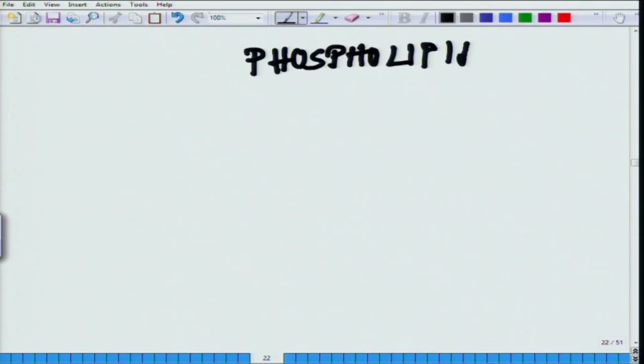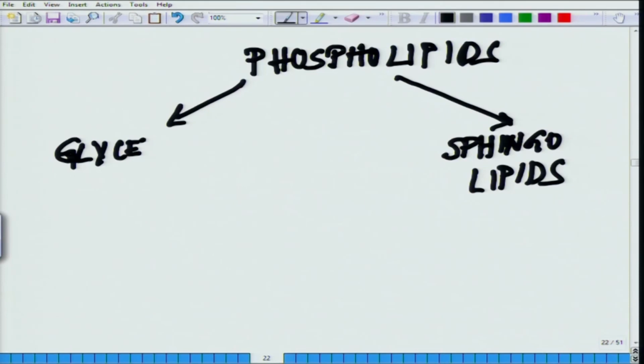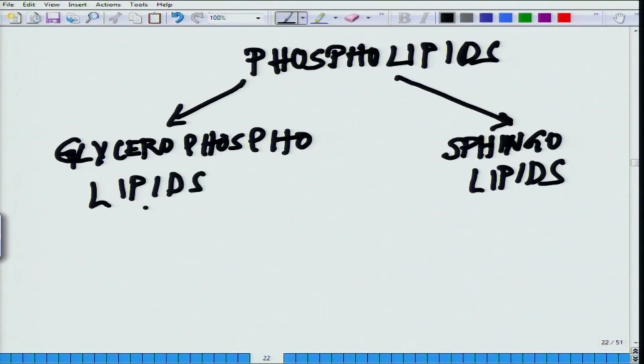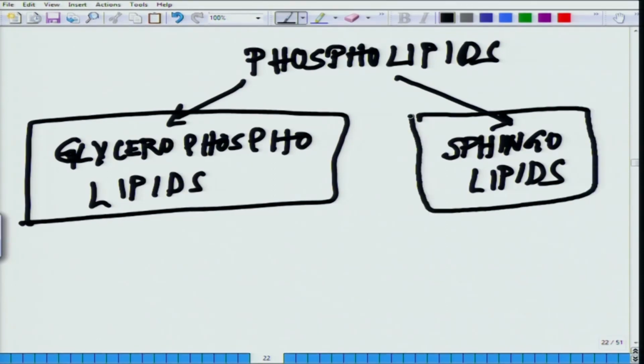And within phospholipids, we will talk about the 2 phospholipids, which includes sphingolipids and glycerophospholipids. Whenever you go through the books, you will find these structures to be very complex, but they are actually not very complex. They are very straightforward structures.